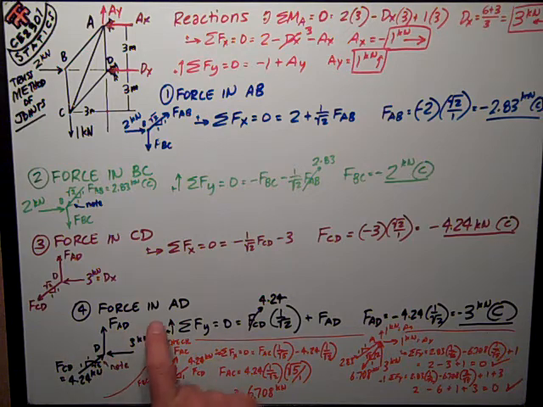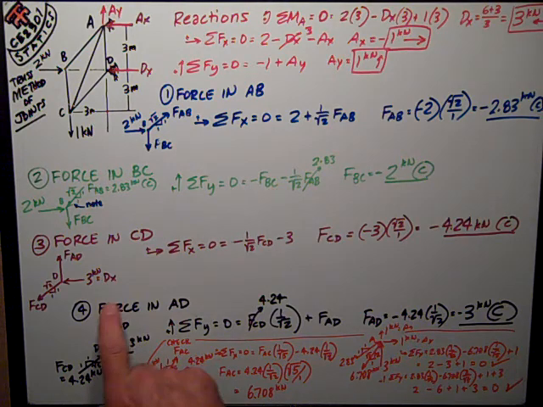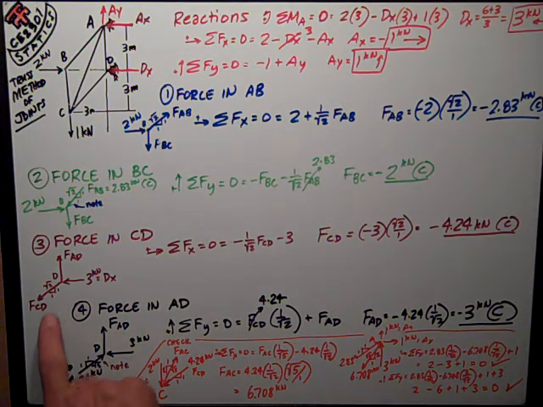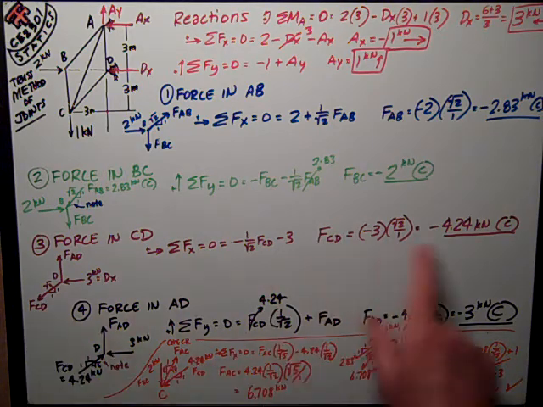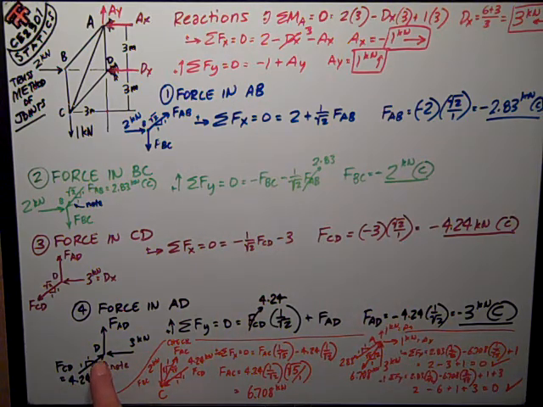Finally, I wanted to know the force in AD, this vertical member that connects the two supports. I'm still looking at that free body diagram at D. Note how I have reversed the force in CD because it's compression, so it's pushing on the joint. I have the unknown FAD. Sum of forces in the y is equal to 0, is equal to the force in FCD, 4.24. It's up, so it's positive, and it is 1 over the square root of 2. That's the vertical component of it, plus FAD, also assumed positive up.